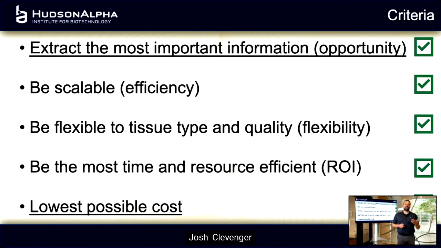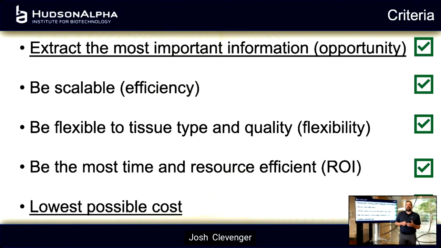Okay, so we go back to our wish list, our grocery list. We're doing whole genome sequencing here, so we're extracting the most important information. That's in our opportunity. We have the ability to make it scalable. It's efficient. It's amenable to automation. It's very flexible to tissue type and quality.